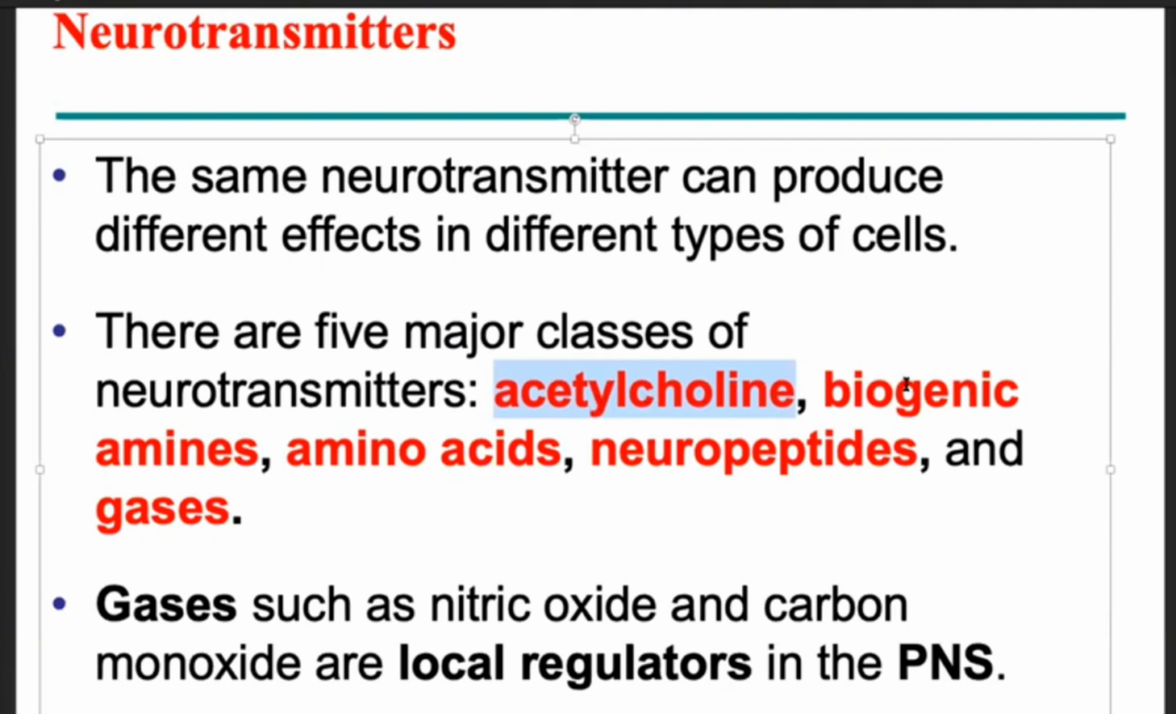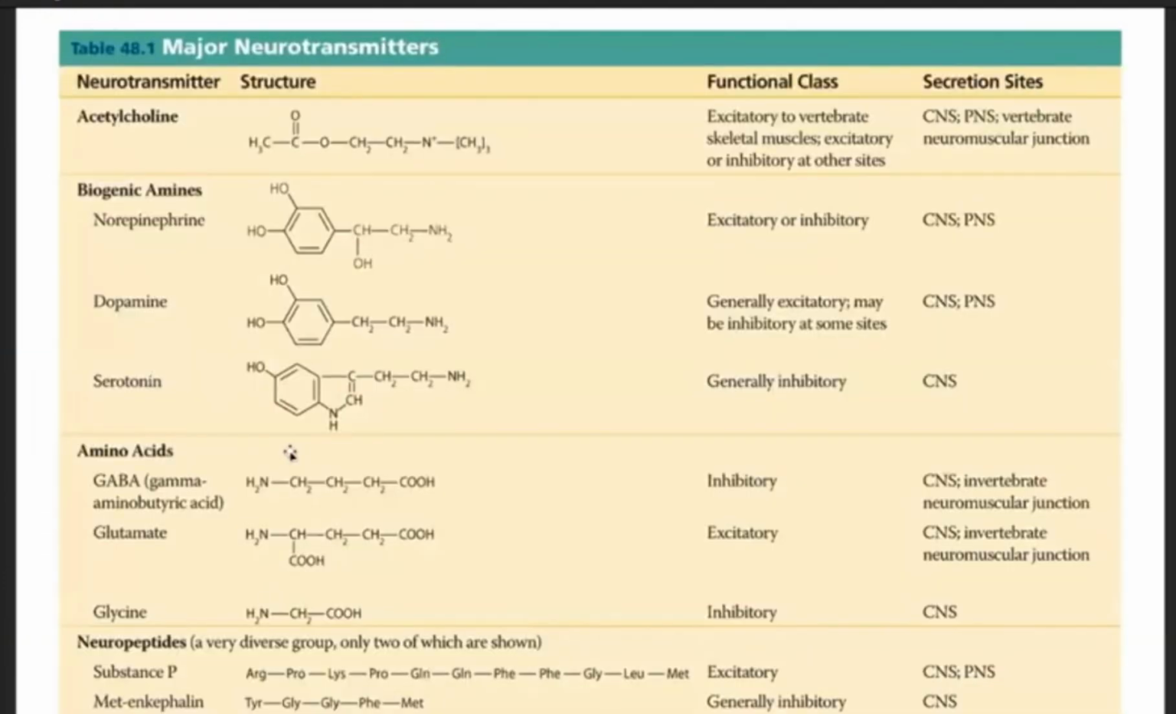But we also have things like biogenic amines, amino acids, and neuropeptides and gases. And I'll just show you a brief picture of what they look like and where they're used, just focusing on a couple that I think you guys should know. Acetylcholine, as I said, very important for skeletal muscles. They can be excitatory or inhibitory at other sites, but excitatory at the muscles only. And it's secreted by the central nervous system as well as the peripheral nervous system at neuromuscular junctions.